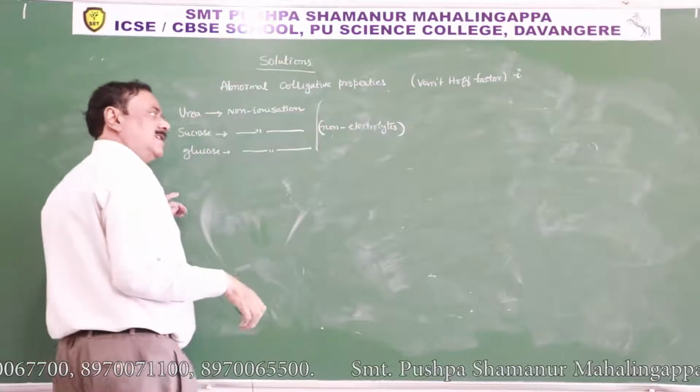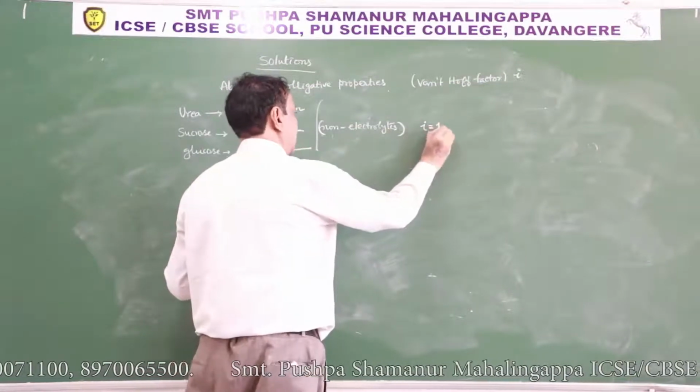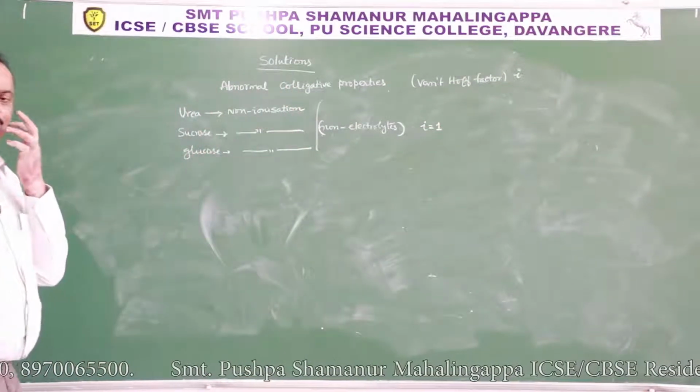Here they are identified as identical molecules after ionization. Therefore the I factor is equal to 1 for these solutions.